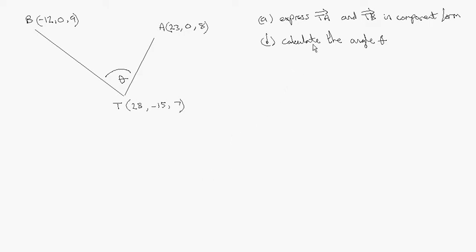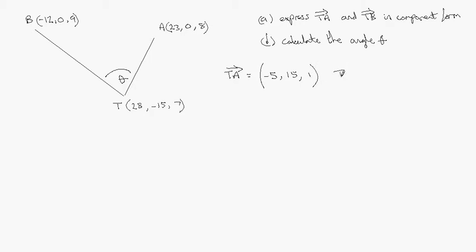Here we're asked first of all to express TA and TB in component form. Well, to do that we find TA is simply each of the A coordinates minus each of the T coordinates, so 23 minus 28 is minus 5. 0 minus minus 15 is plus 15, and 8 minus 7 is 1.